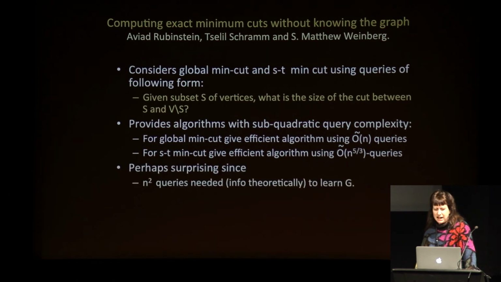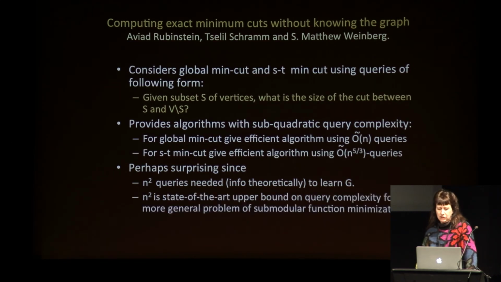This is perhaps surprising since n-squared queries are needed information theoretically to learn the graph. Also, one of the motivations for their work was that n-squared is the state-of-the-art upper bound on the query complexity for the more general problem of submodular function minimization. So they leave that bigger open question related to that problem open.